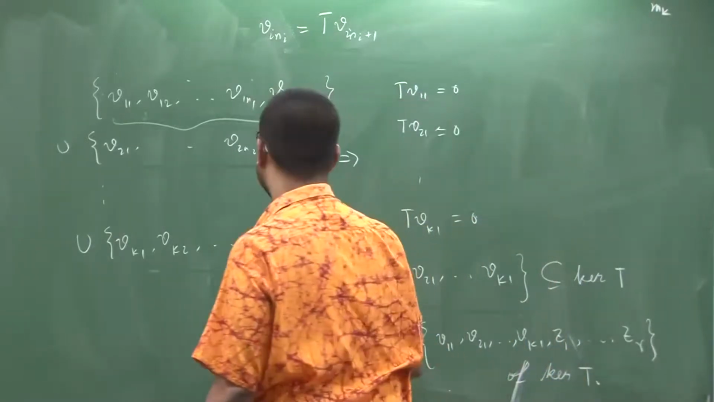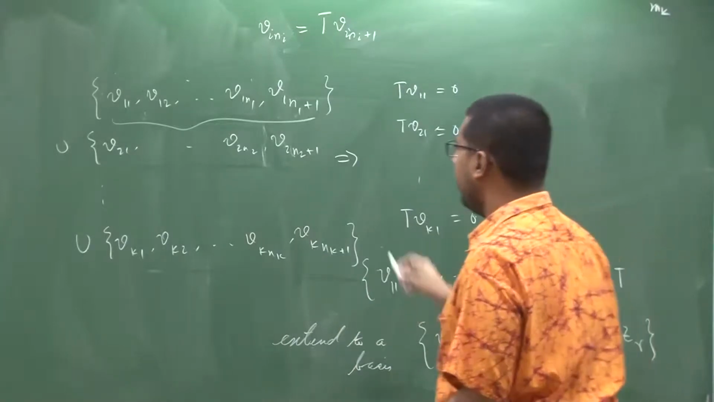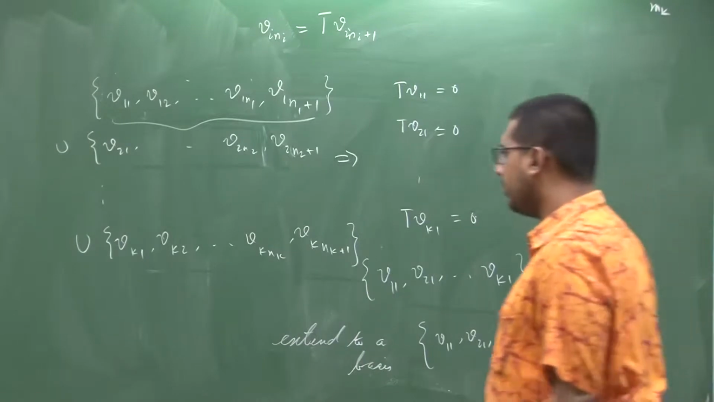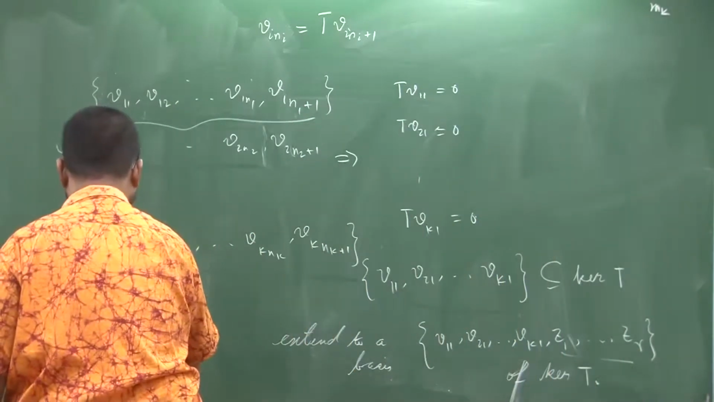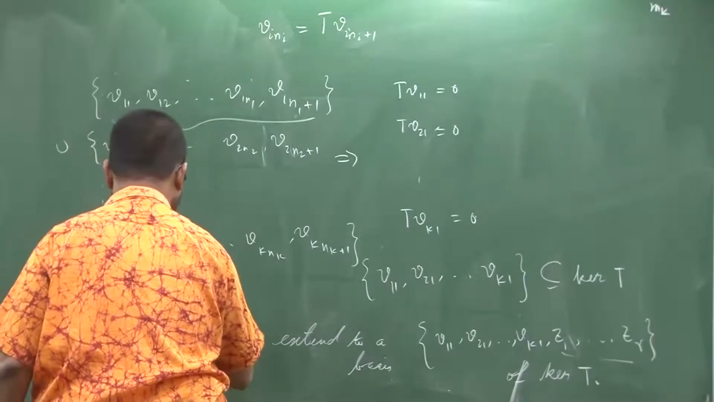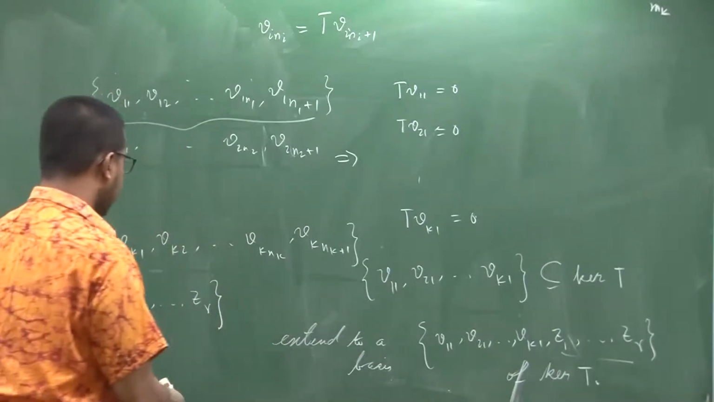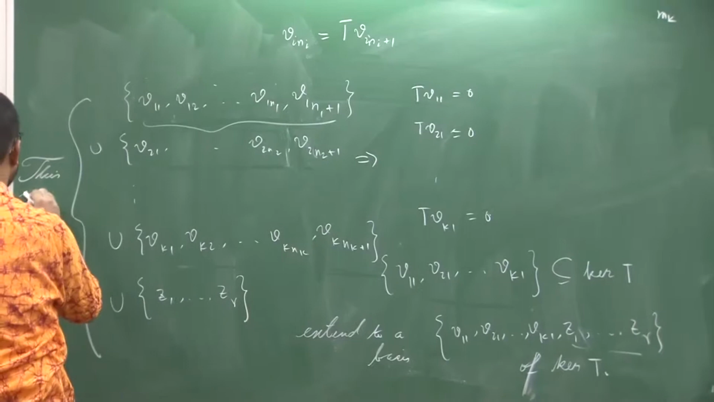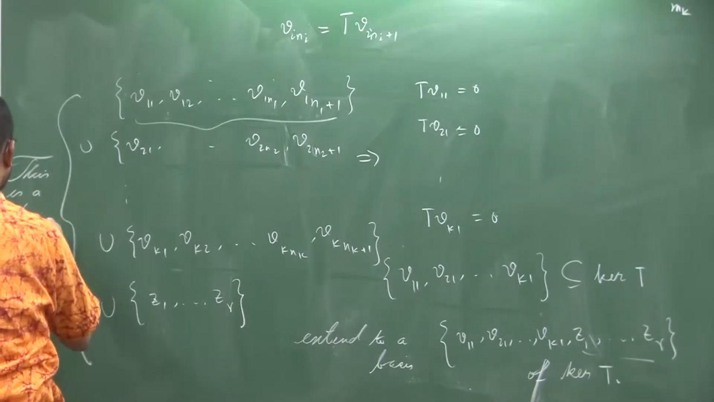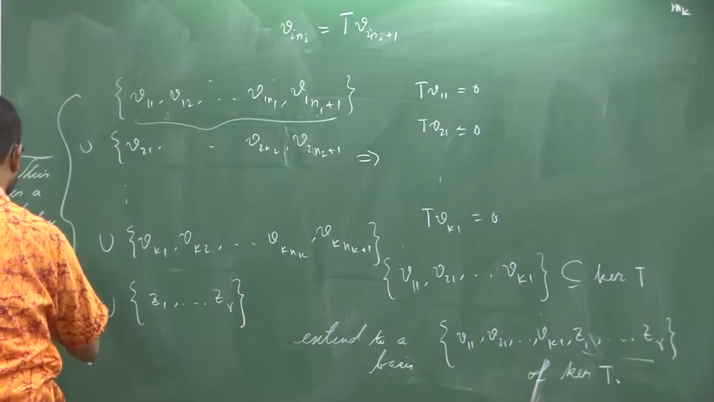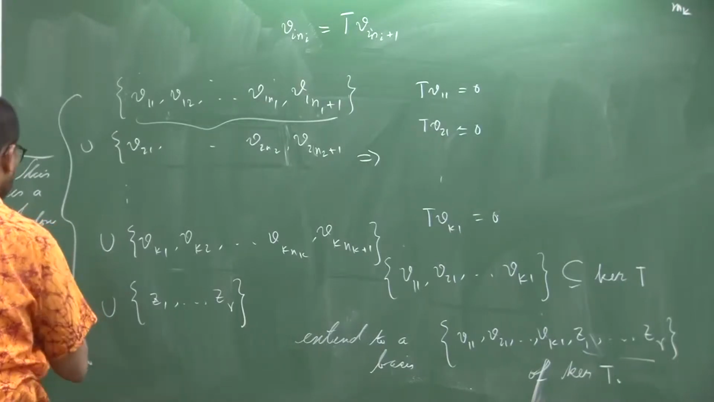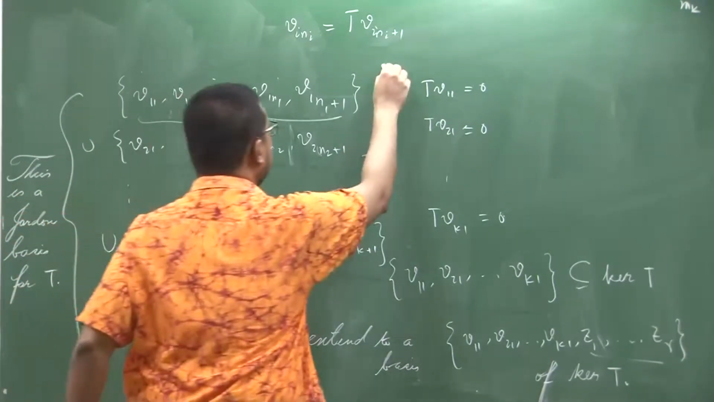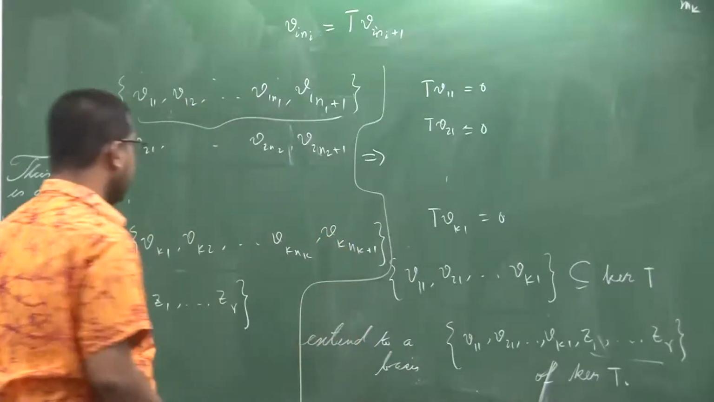Thus we have a huge set, namely the union of all these strings together with these extra vectors, together with Z1 up to ZR. The claim is this is a Jordan basis for T. I leave the proof as an exercise by giving you a hint.